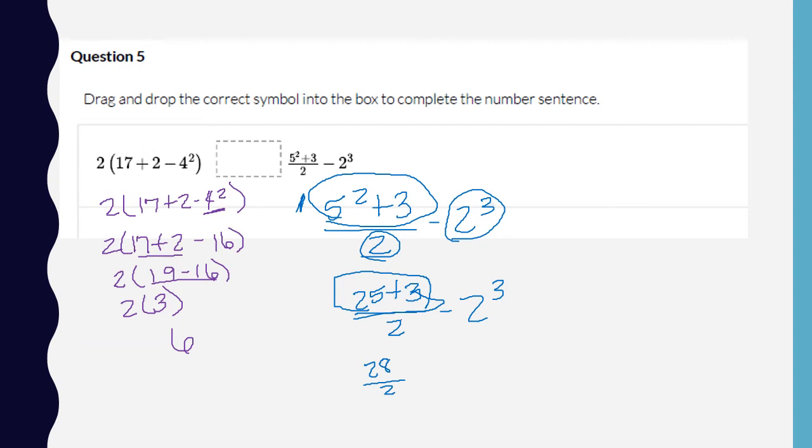Now I've just got division and an exponent. So now I'm going to do my exponent next. 2 to the third power. 2 times 2 is 4 times 2 is 8. So 28 divided by 2 is 14 minus 8 gives me 6. So 6 and 6 are equal.